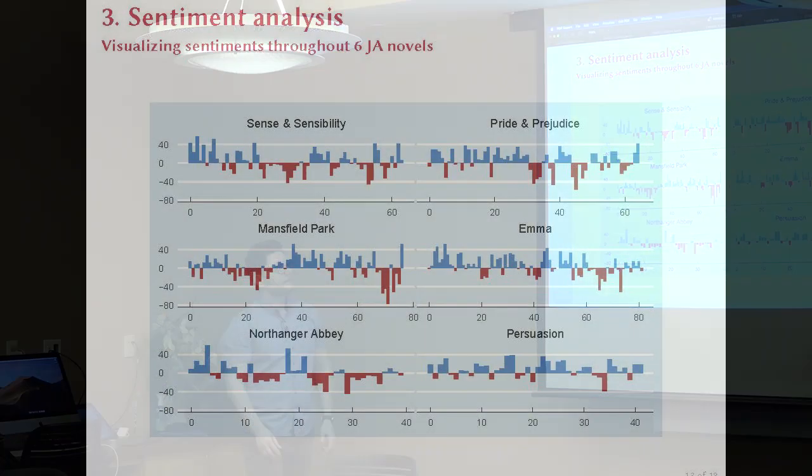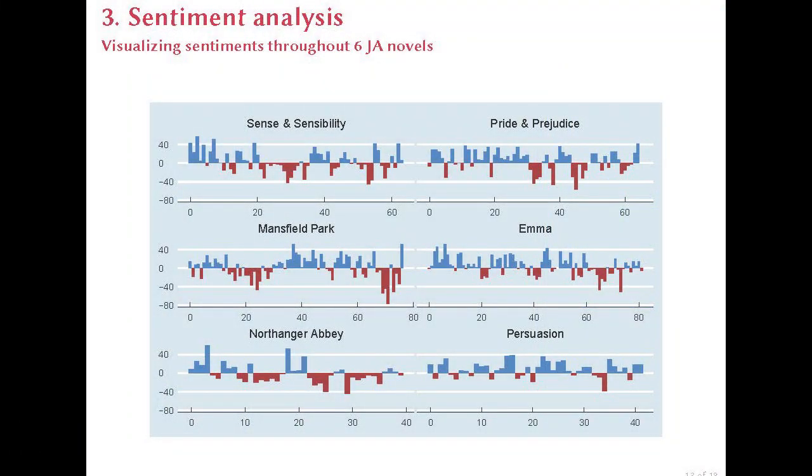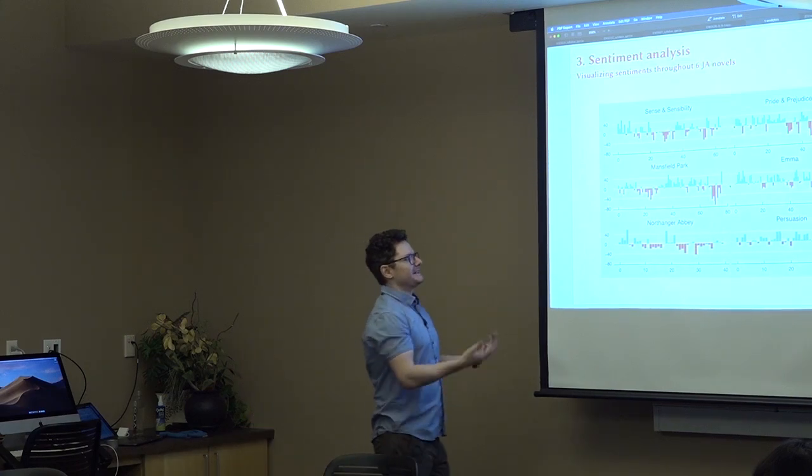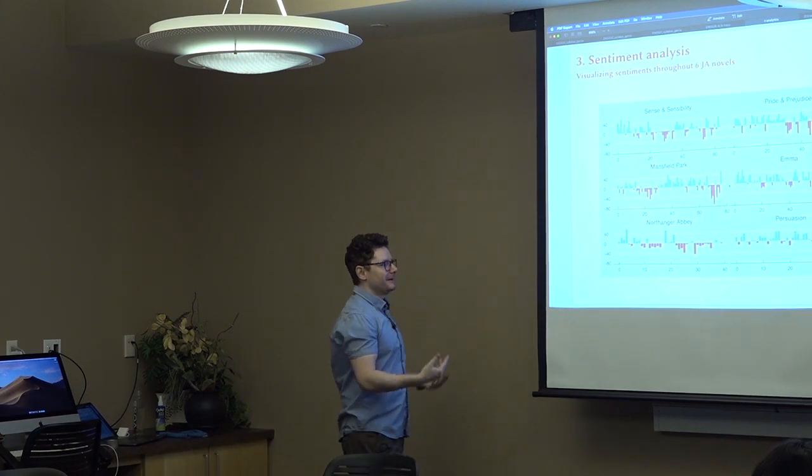And this is what it looks like. You have the different books, from the beginning of the book to the end of the book, divided into bits of 200 lines. Everything that's blue is a positive sentiment, everything that's red is a negative one. This gives you a sense of whether the book is getting worse towards the end, more negative, or getting better, or happier.